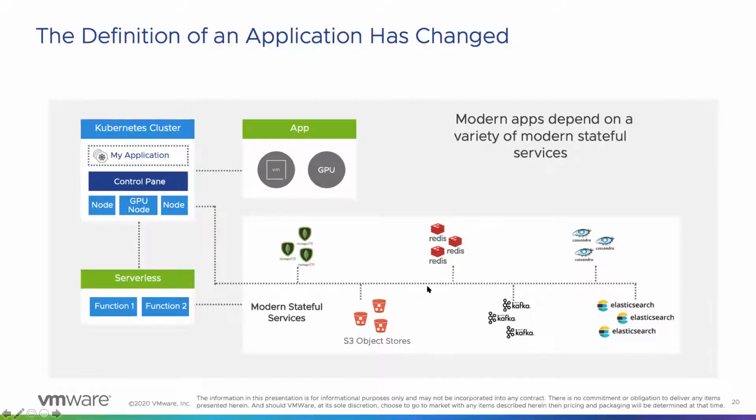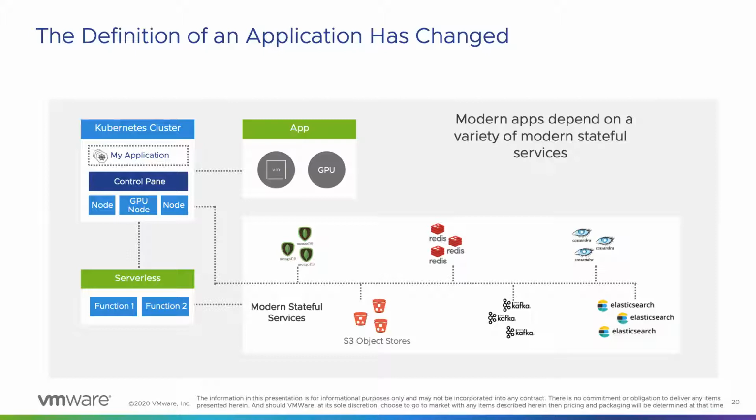So when we double click on what these stateful services are, what clearly comes up is object stores becoming one of the main mechanisms in which these modern applications consume storage. Developers would like to have an S3 endpoint given to them using self-service, right? And frequently object stores are almost a default way in which storage is consumed, right?